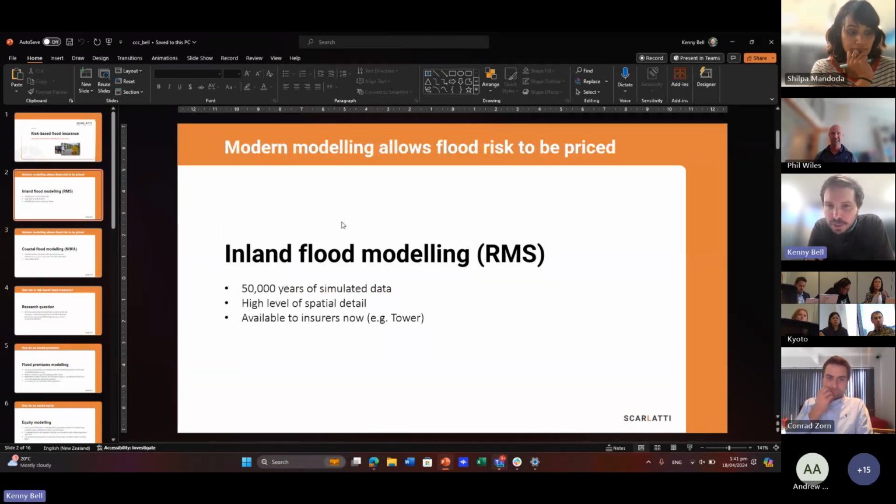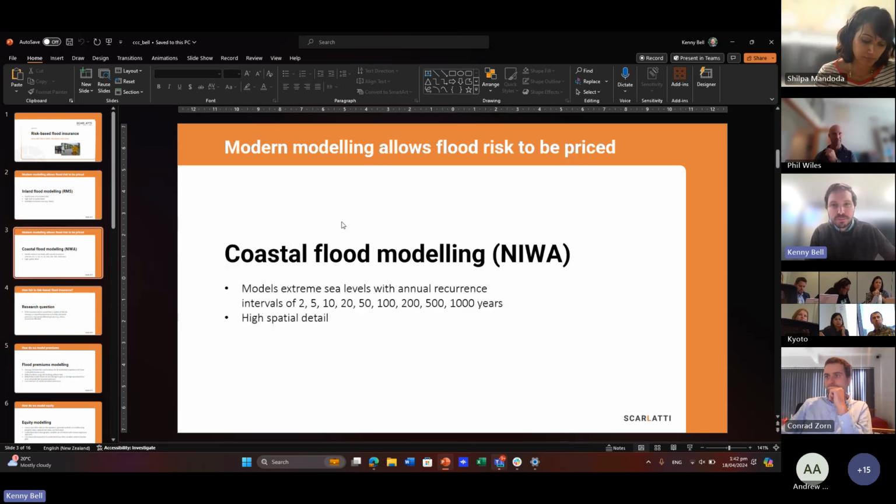So, as I said, modelling now allows flood risk to be priced into insurance contracts. There's a commercial provider of flood modelling, RMS, that provides the service to insurers now. And it's nice modelling. It's 50,000 years of simulated data, a good probabilistic model with good spatial detail. You can buy it if you're willing to pay for it. Likewise, NIWA, as Conrad mentioned, have this nice coastal flood model, which provides enough information to get similar results for coastal flooding.